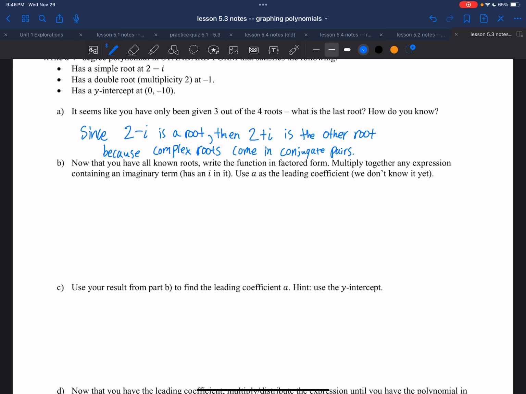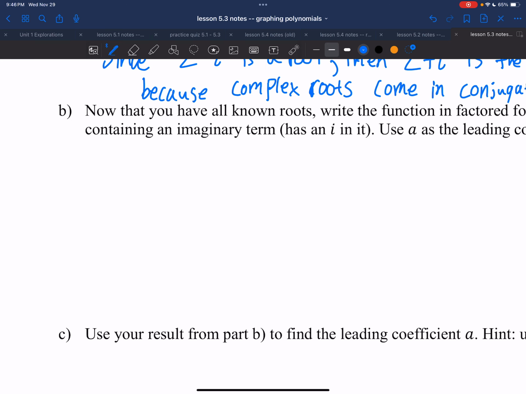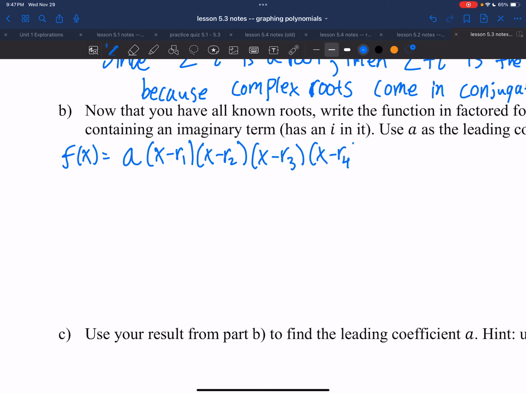You could set up factored form. You say, what is factored form again? Well, f of x is some leading coefficient a times all your factors. x minus the first root, x minus the second root. That's what factored form was for quadratics. But we're not dealing with power of 2, we're dealing with a 4th degree polynomial, which has 4 roots. So that's my factored form function. And I don't know a, but I'll find a later.